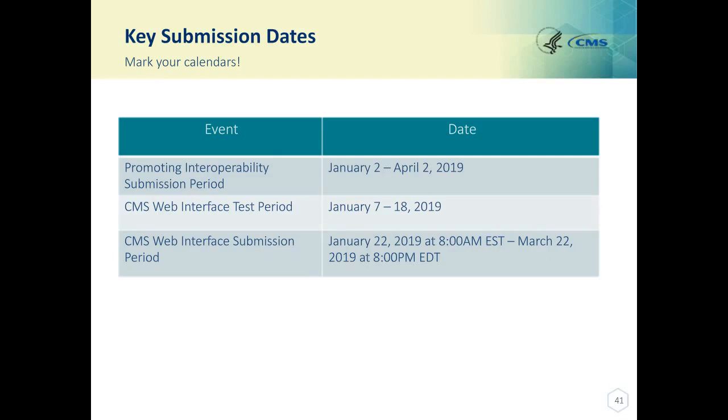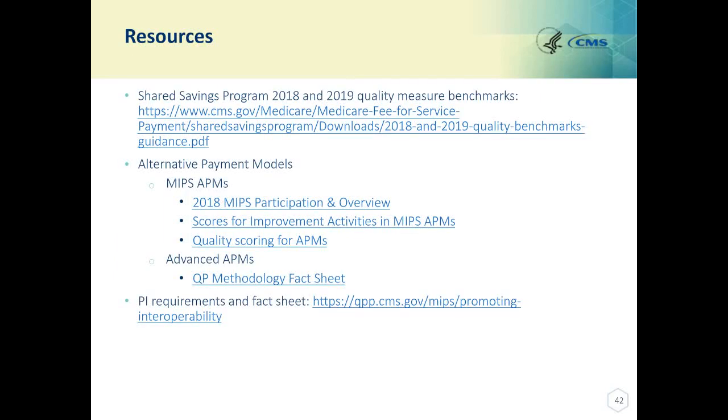Again, as it was last year, the web interface submission period is a little shorter than our normal MIPS submission period, so please just keep that in mind as you're preparing for the submission period next year. Okay, moving on to the next slide, just to talk a little bit about some of the resources that we have available.